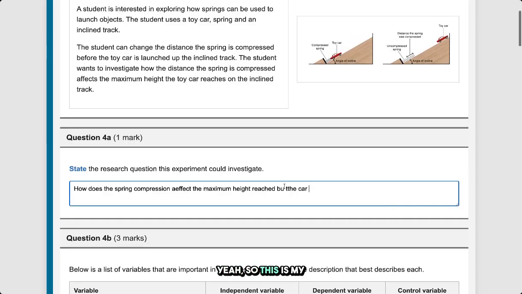So this is my research question, how the IV affects the DV. How does spring compression affect the maximum height reached by the car? I'm very bad at typing, so I'll try not to type much.